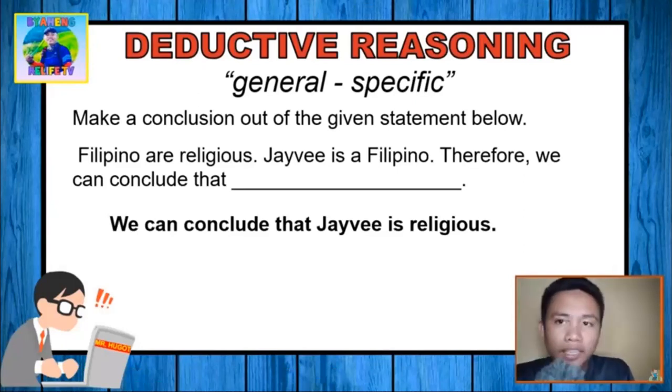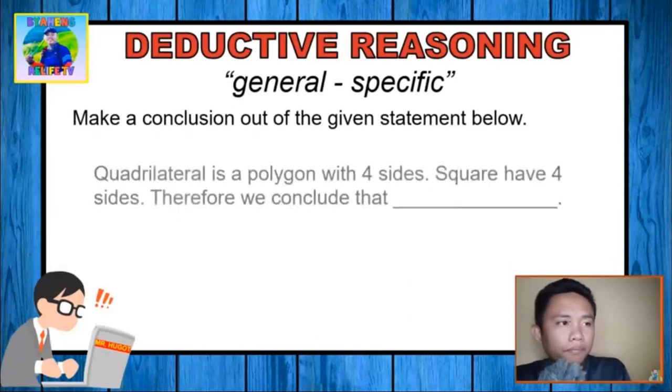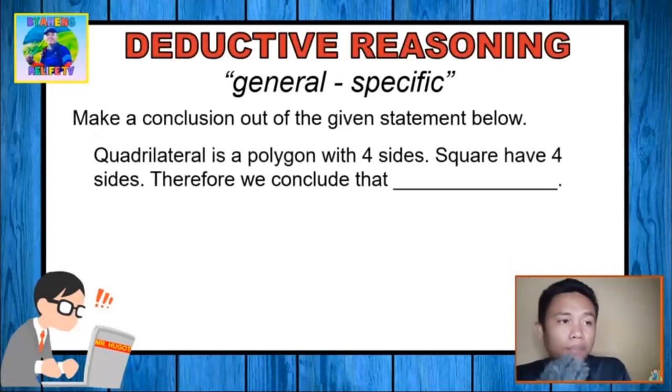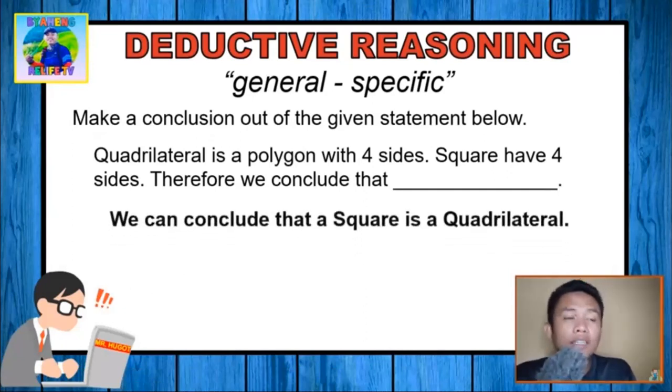So other example tayo, guys. Next example natin. Ang quadrilateral daw ay may 4 sides. So quadrilateral is a polygon with 4 sides. Square is 4-sided. Therefore we conclude that, anong conclusion natin, guys? Ang conclusion natin na ang square ay isang quadrilateral since 4 ang kanyang sides. So ano, guys, ang general statement nandito?